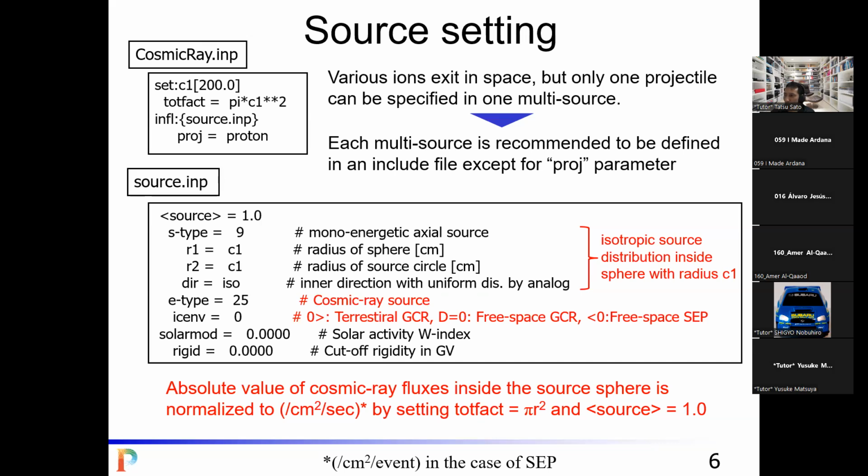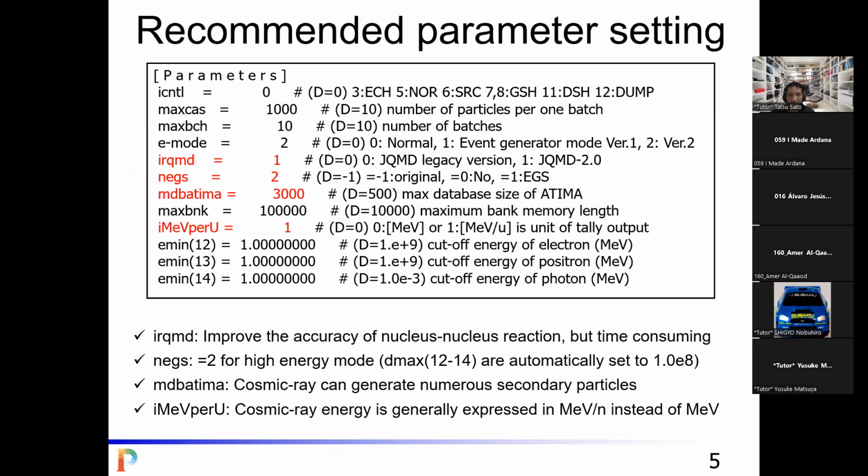Okay, so I got a question: why use 3000? Actually, this is arbitrary. Generally 3000 is enough, but sometimes you will see in the console that mdbatima is not enough. It just increases the computational time, but the result will be the same. So you don't have to stop and rerun the simulation. Even if you see the warning, you can continue the simulation.